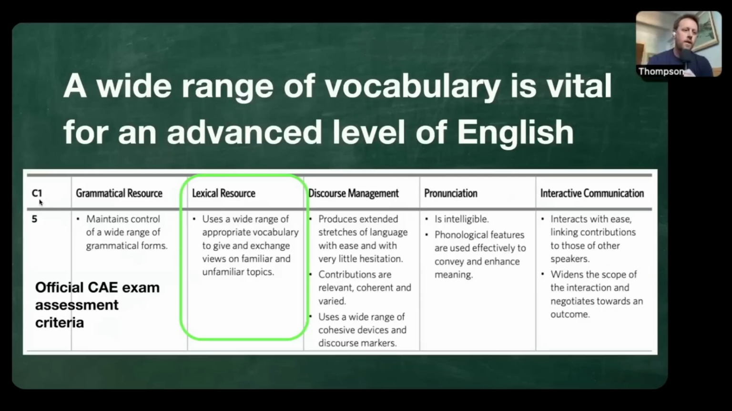And if you get a good mark in your CAE exam, if you genuinely have advanced English, then you should be able to do this. Use a wide range of appropriate vocabulary. So wide range meaning many different, a wide variety of different words and phrases. And appropriate vocabulary, that means using the right word for the right situation, right? And to give and exchange views on familiar and unfamiliar topics.